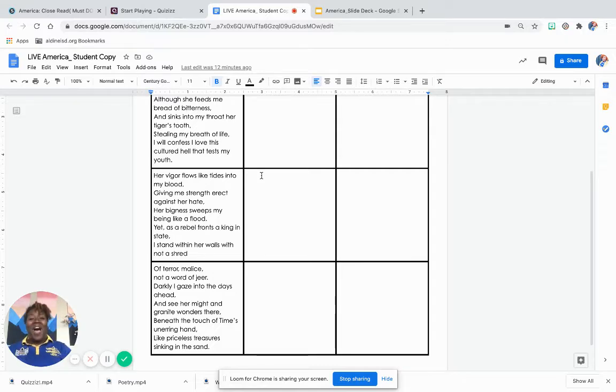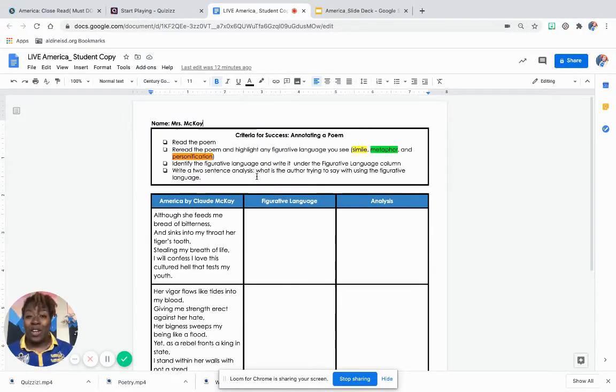All right, so I know that you're like, Miss, what in the world did you just read? What am I reading? Poetry can be like that, there are always deep meanings behind it. I promise you, you may even feel similarly to the way Claude McKay felt once we dig into what he's actually trying to tell us. All right, so for the second criteria for success, we're going to reread the poem in chunks and highlight the figurative language.